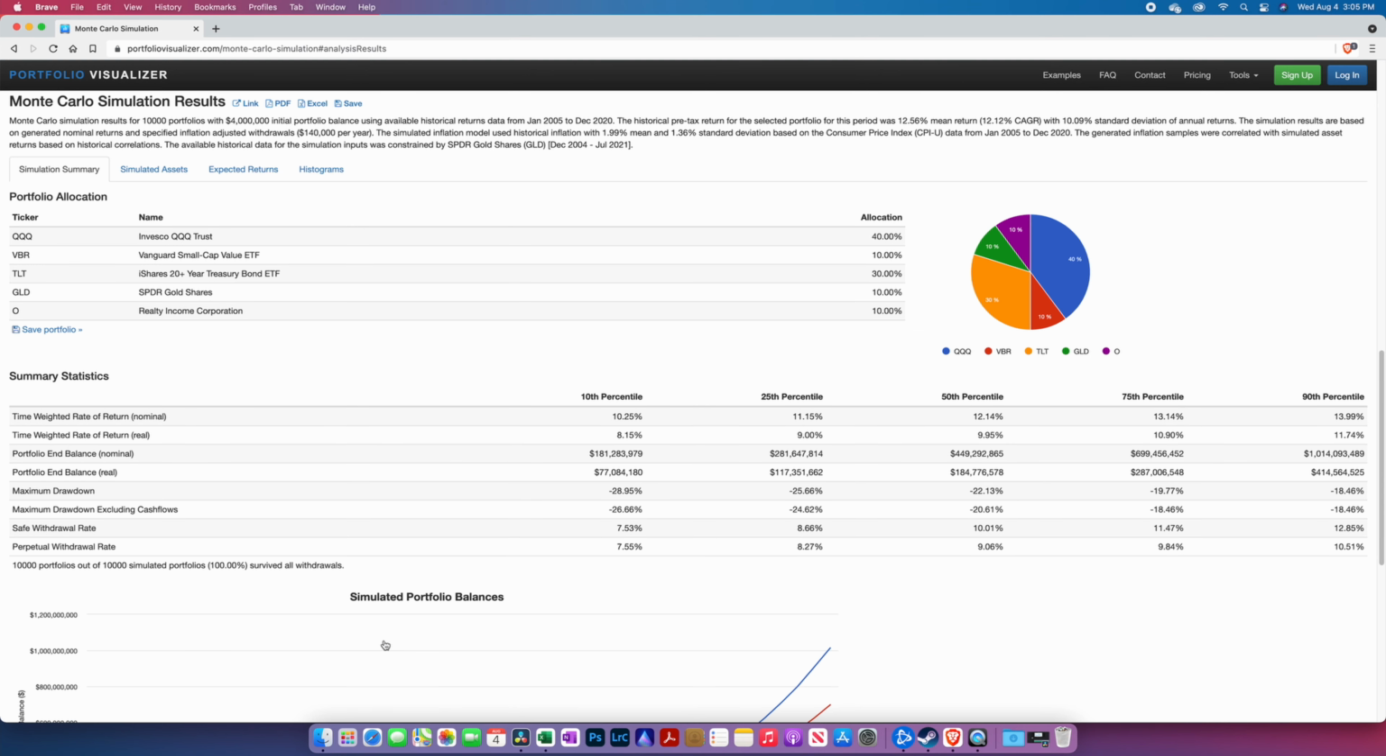So this simulation is going to represent 10,000 different runs with our initial starting condition. And what I usually focus on when I do the Monte Carlo simulation is the 50th percentile. That's kind of the middle of the result set and should be the most representative of what you can expect to see. The 90th percentile is kind of like the best case scenario. And on the opposite end of the spectrum is the 10th percentile, which is the worst case scenario.